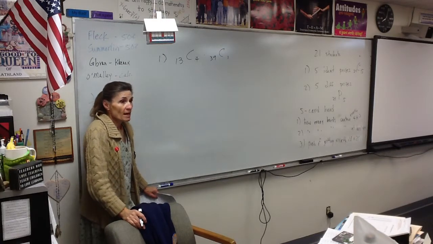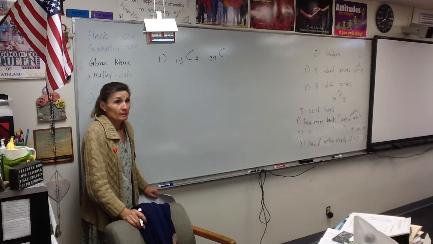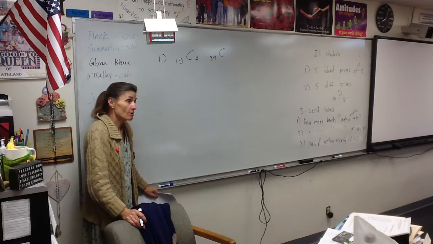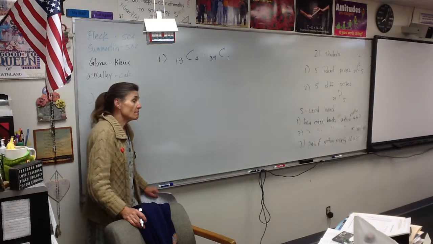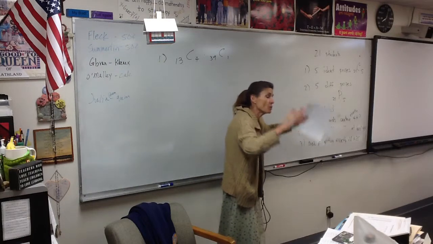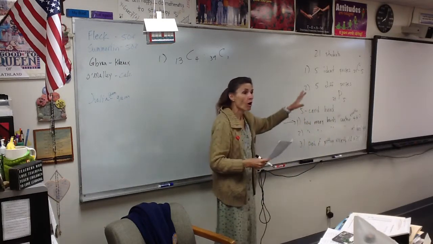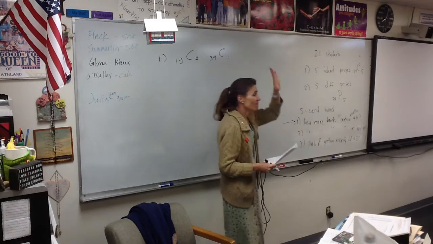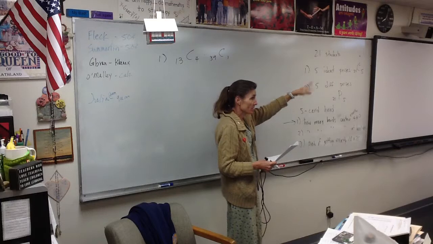Remember, it's a 5-card hand. If 4 of them are hearts, what's the other one? Not a heart. And how many not a heart cards are there? 39. 13 clubs, diamonds, and spades, right? So I'm just warning you and warning you: the problem talks about 4 hearts, but it's a 5-card hand. So don't forget the other one. You got to have 5.